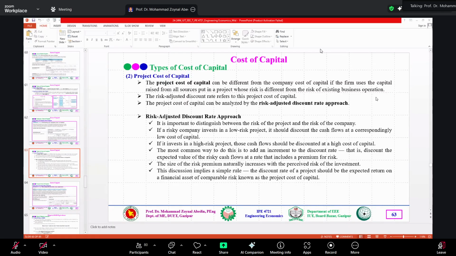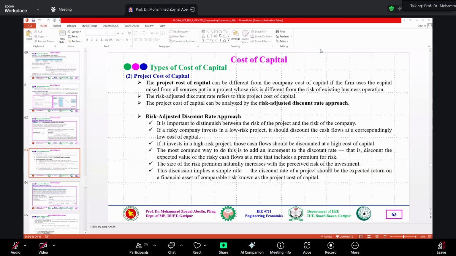The project cost of capital can be analyzed by the risk adjusted discount rate approach. This is another cost of capital, that is, the cost of capital for only one specific project. In the risk adjusted discount rate approach, it is important to distinguish between the risks of the project and the risks of the company. If a company invests in a low risk project, okay, carefully mind it, it should discount the cash flows at a correspondingly low cost of capital.